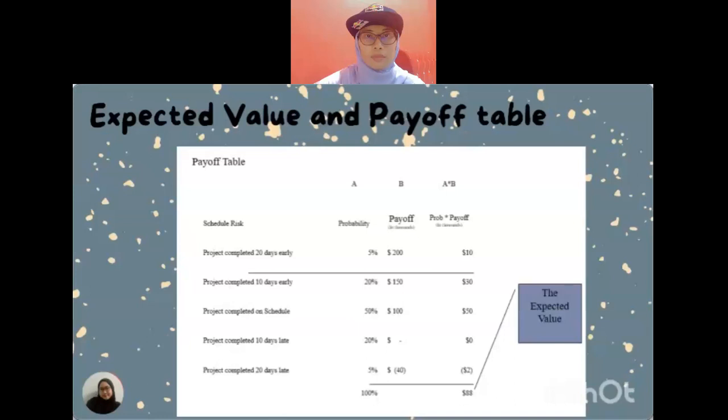Since each event is mutually exclusive, only one of the 5 events can occur. The probabilities must sum to 100%.